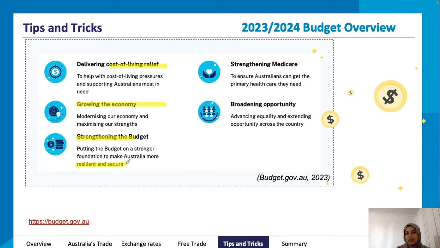Strengthening Medicare, so to ensure Australians can get the primary health care that they need. Right? So Medicare, the health system, is something that Australia really wants to focus on improving, and making sure that all Australians have access to medical care. And finally, broadening opportunity, so advancing equality and extending opportunity across the country. There we go. So those are some of the things that the budget has tried to focus on and improve and spent a bit of money on.